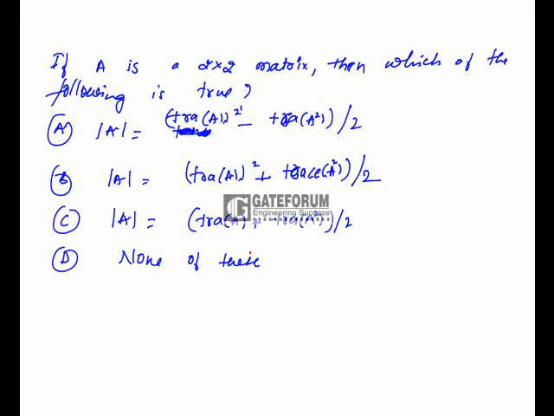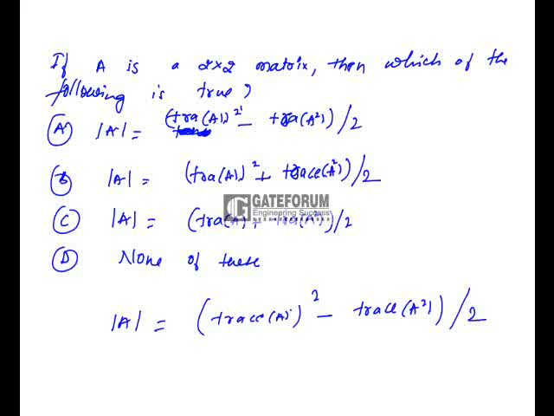It is given that A is a 2 by 2 matrix and we have to check which of the statements is correct. Now it's a direct straightforward question. It's one of the properties of determinant. Determinant A is nothing but trace of A whole square minus trace of A square divided by 2 will be the determinant for a 2 by 2 matrix. So the answer is option A.